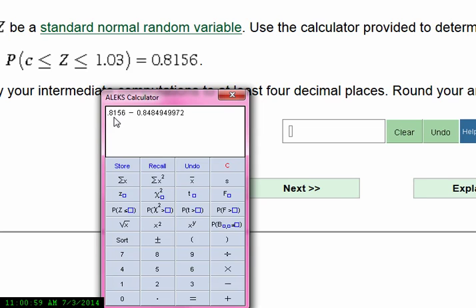So 0.8156, and then I'm subtracting that value from both sides, the 1.03, the probability that Z is less than 1.03. And when I do that computation to 4 decimal places, I get a negative 0.03289, which would be a 0.0329.